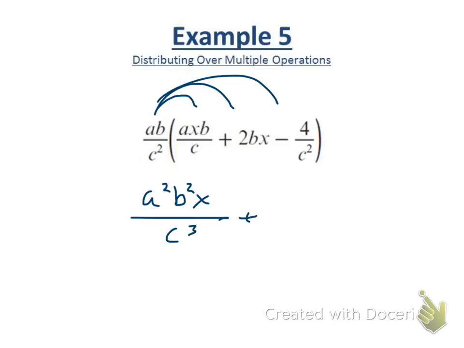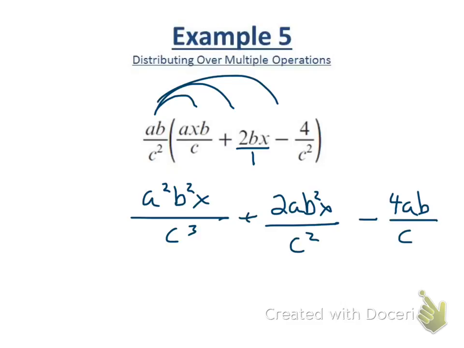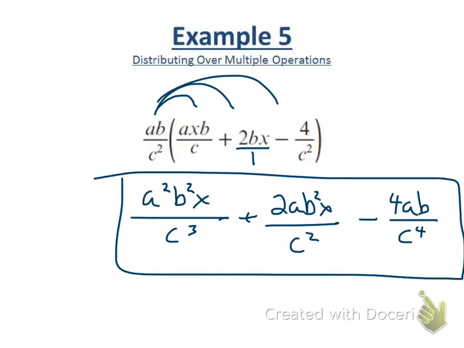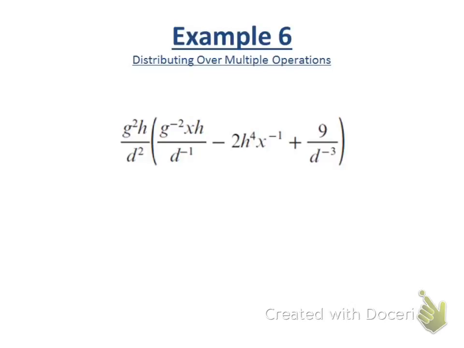And the next term, let's make sure we recognize that there's a denominator there, right? Let's do 2AB squared X over C squared. And then the last term is going to be minus 4 over C to the fourth. I guess that's it. We need to check and make sure nothing can simplify. That's it. All right? Any questions there?